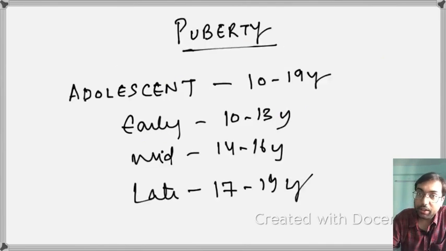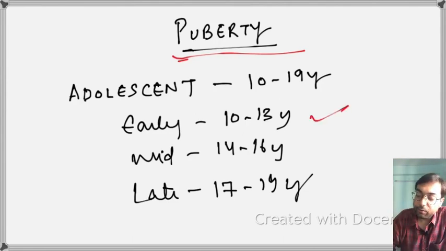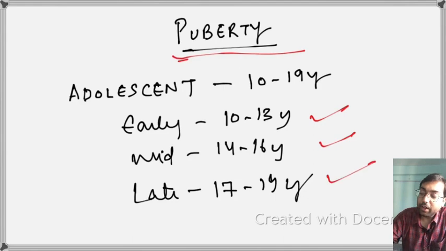Next topic is puberty. Puberty is quite an easy topic. First we must know what puberty is. Puberty is the transition period from childhood to adulthood, and we have all passed through it. Puberty is adolescence, and the adolescent age group is 10 to 19 years. Early adolescent is 10 to 13 years, mid is 14 to 16 years, and late is 17 to 19 years.